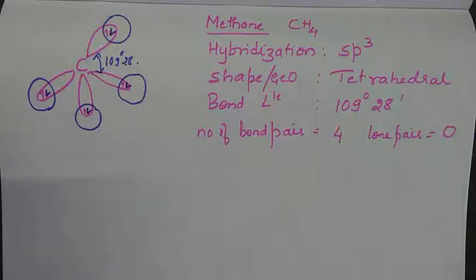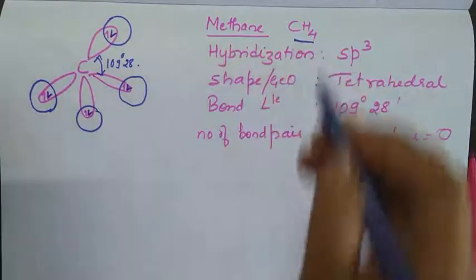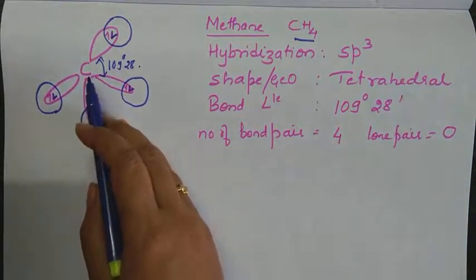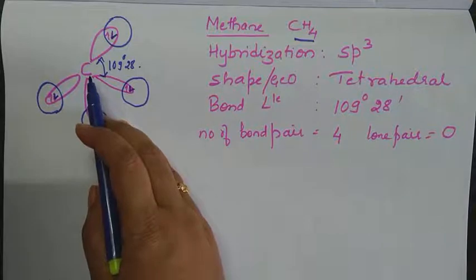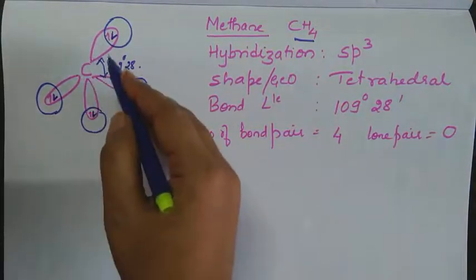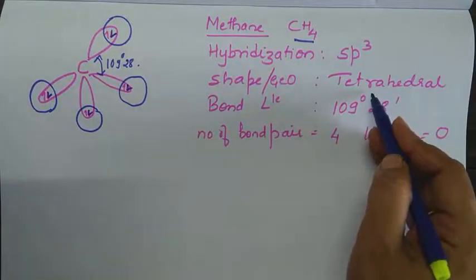In today's video, let us look into some of the examples of sp3 hybridization. So one of them is methane, CH4. I have written down the structure of methane here. It has a bond angle of 109 degrees 28 minutes. This gives rise to a tetrahedral structure.